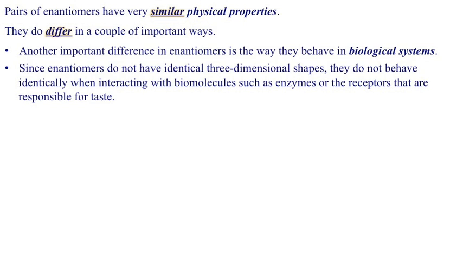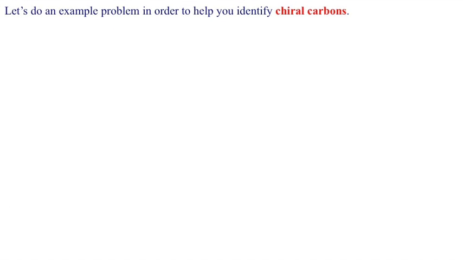It's therefore understandable that all organisms, with only one known exception of a particular bacterium, will only metabolize the D-glucose enantiomer. The biological production and metabolism of glucose co-evolved, so it makes sense that nature selected the same enantiomer upon which to rely. Let's do an example problem in order to help you identify chiral carbons.